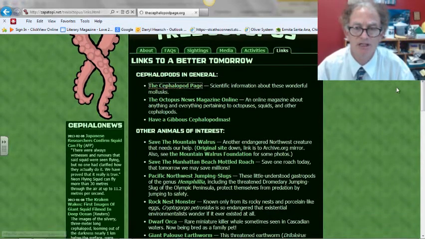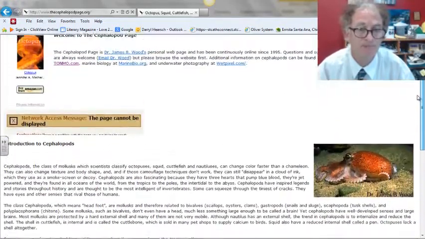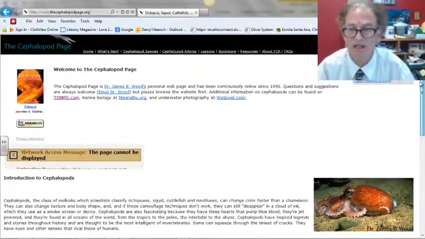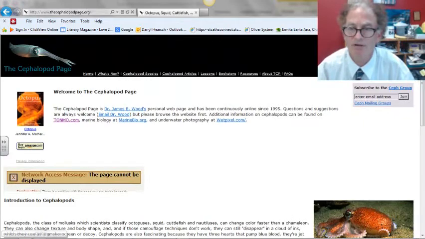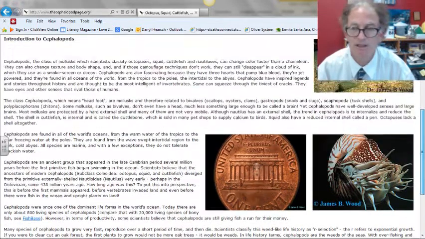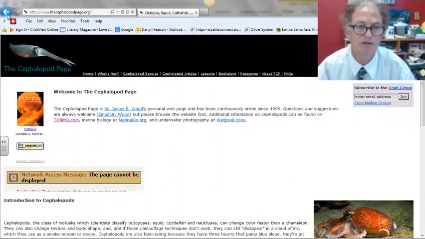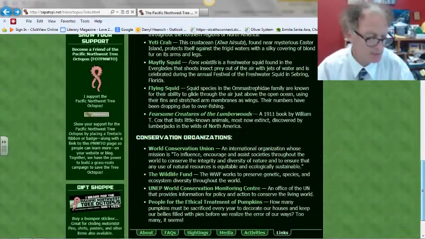You've got a cephalopod page about scientific information. This at first glance looks okay, but again we need to evaluate it. They're trying to sell, there's a reference to Amazon here. I need to find out about who Dr. Wood is here. This looks like just information about basically octopus, but is it the tree octopus? We don't know. Alright, so you can see this sort of information on there.